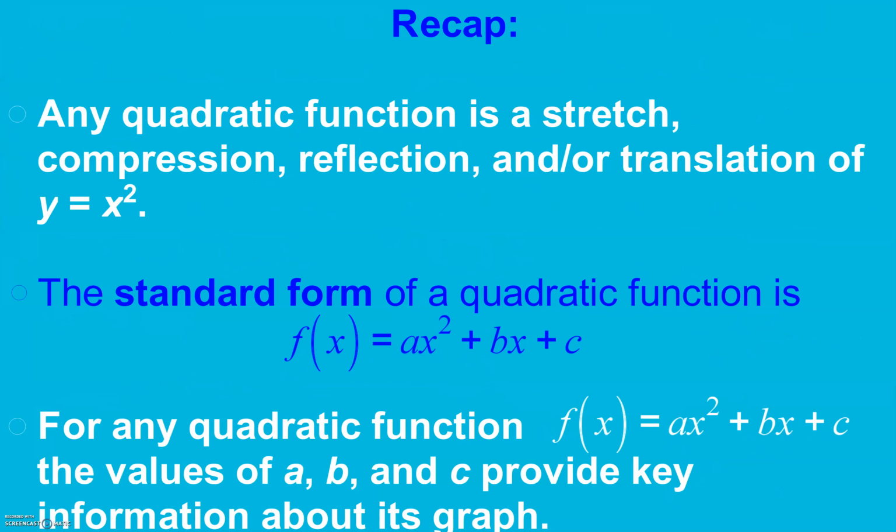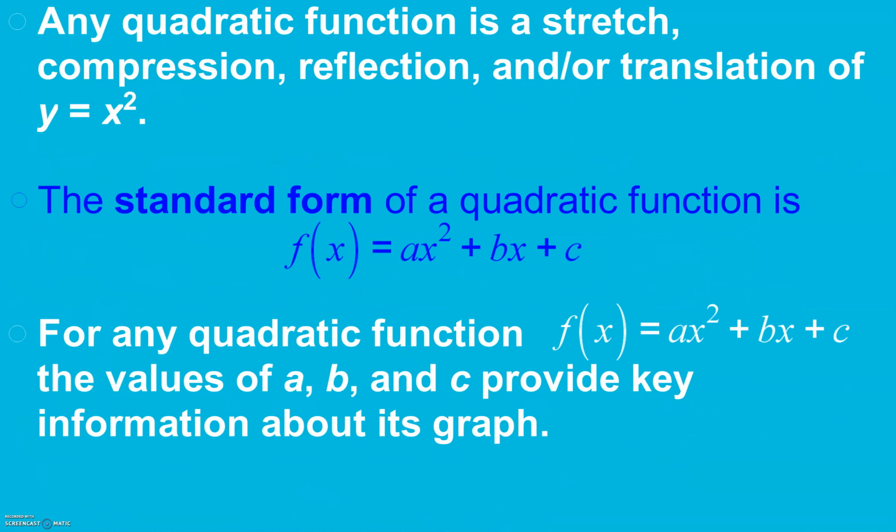Quick recap here for section 4.2. Any quadratic function is a stretch, compression, reflection, and/or translation of the parent function y equals x squared. The standard form of a quadratic function is f of x equals ax squared plus bx plus c. And for any quadratic function written in standard form, the values of a, b, and c provide key information about its graph. And that's all I have for section 4.2.